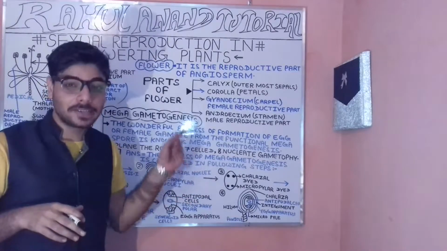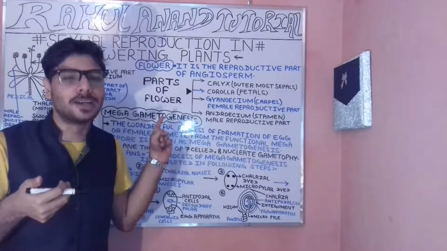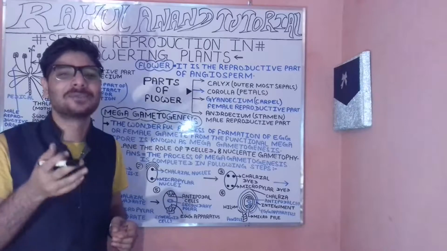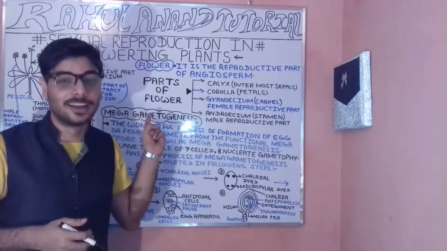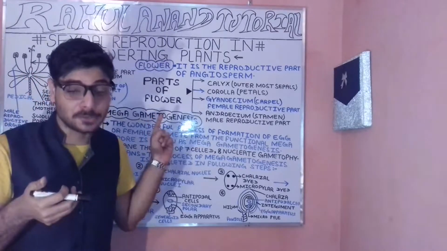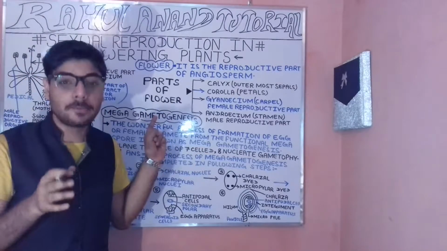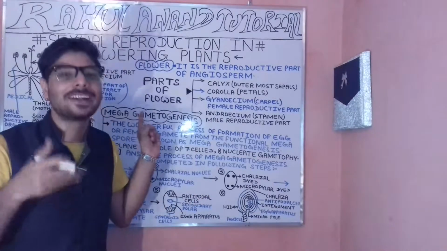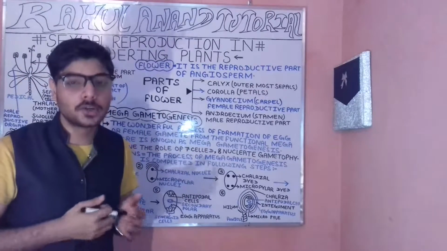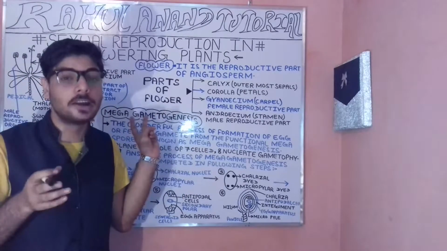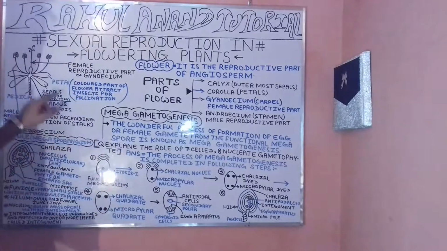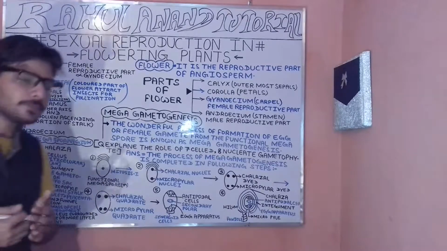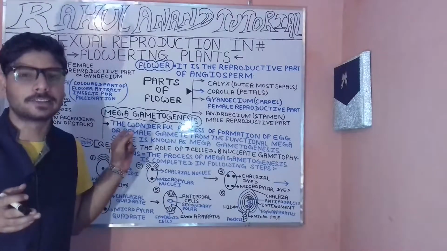Now, after that, you have the different parts localized in the flower. The androecium is localized on the outer portion. The female reproductive part occupies the middle portion of the flower, while the male reproductive part is on the corner side. You can find this on the board: here is the female reproductive part, and here is the male reproductive part. After that, you have the petals as well as the sepals.